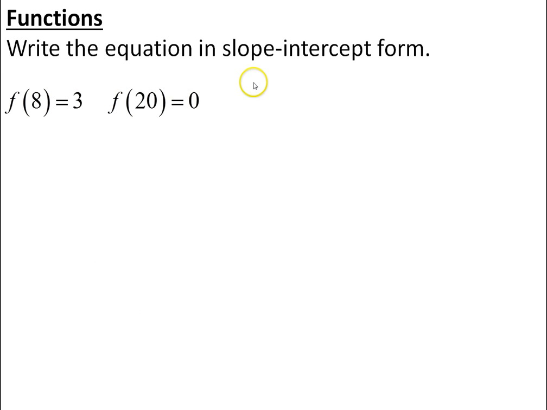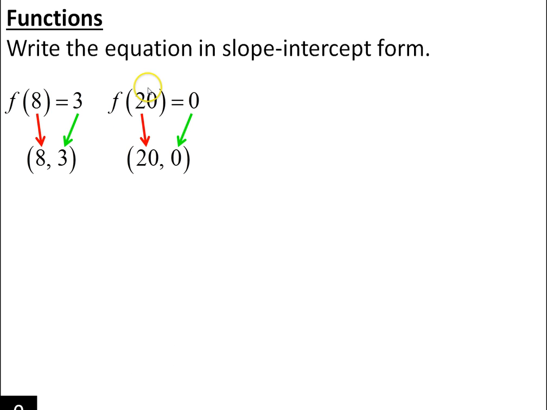Alright, so write the equation in slope-intercept form. So remember, the 8 is my input, the 3 is my output. So that means you can write that as an ordered pair, 8, 3. Same thing here, 20, 0. So now we can use those 2 points to find the slope.